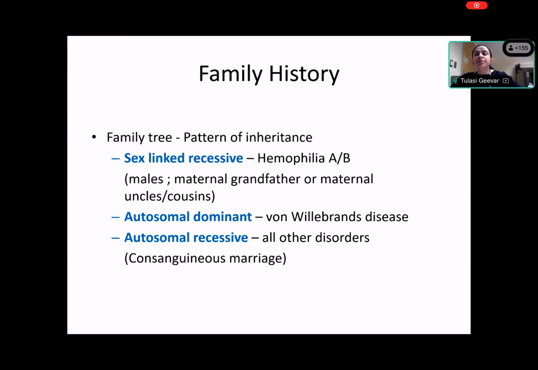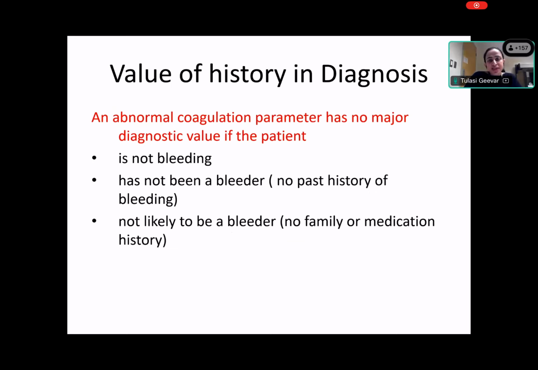Most of the other inherited bleeding disorders, like platelet function disorders, Glanzmann thrombasthenia, or rare bleeding disorders like factor 11 deficiency or factor 2 deficiency, all have an autosomal recessive pattern, and it is more commonly seen in places where there are consanguineous marriages. So an abnormal coagulation parameter has no major diagnostic role if the patient is non-bleeding. It is just a laboratory phenomenon if you have not correlated that value with the patient's history. So if the patient is not bleeding, has not been a bleeder, or is not likely to be a bleeder, it is very important to correlate your laboratory prolonged values with a bleeding history.